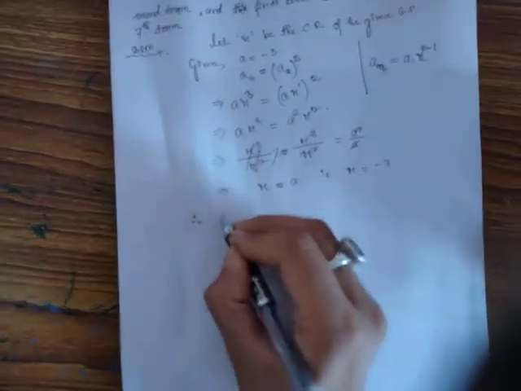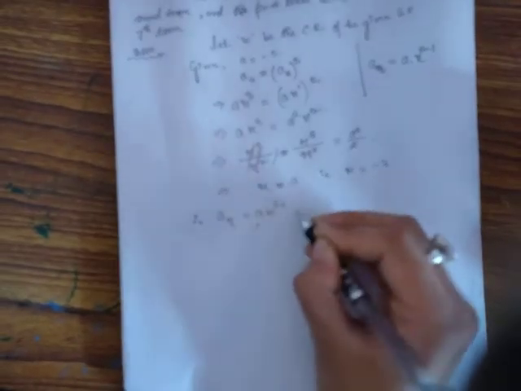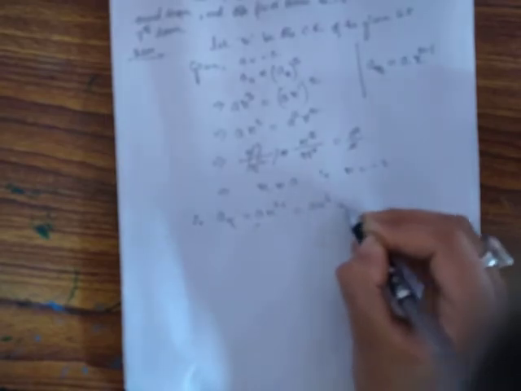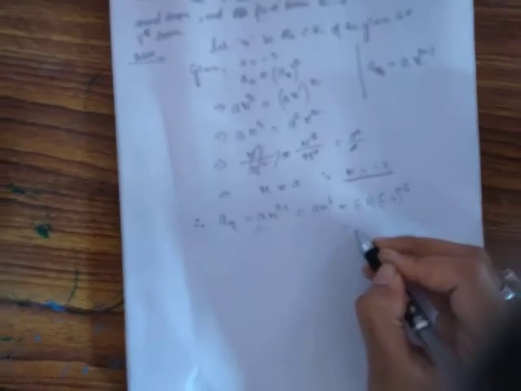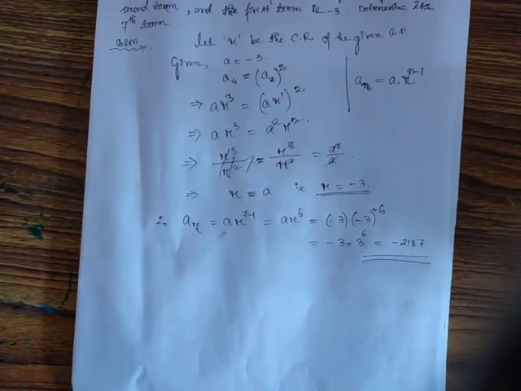Now what you have to find? Seventh term. Therefore a7 will be a r to the power 7 minus 1, which is 6, a r to the power 6. Your a value is -3 and r value we have got is -3, to the power 6. So calculating, we will get -3 into this 729, and your final answer will be -2187. So this is the value of your seventh term.